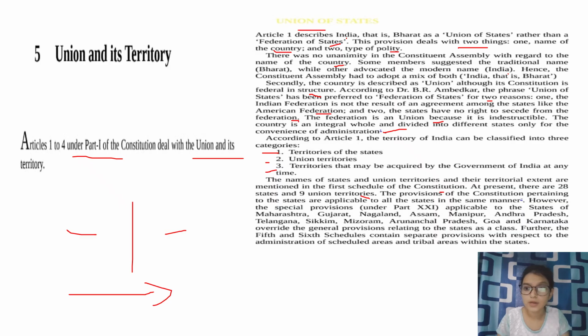And then we have the provisions of the Constitution pertaining to the states, which are applicable to all states in the same manner. However, the special provision under Part 21 applies to the states of Maharashtra, Gujarat, Nagaland, Assam, Manipur, Andhra Pradesh, Telangana, Sikkim, Mizoram, Arunachal Pradesh, Goa, and Karnataka over the general provisions relating to the states as a class. So, whereas all the states have been treated in the same manner, there are some states which, because of their sensitivity, have been given a special status and another kind of treatment, which is covered under Part 21 of the Indian Constitution.